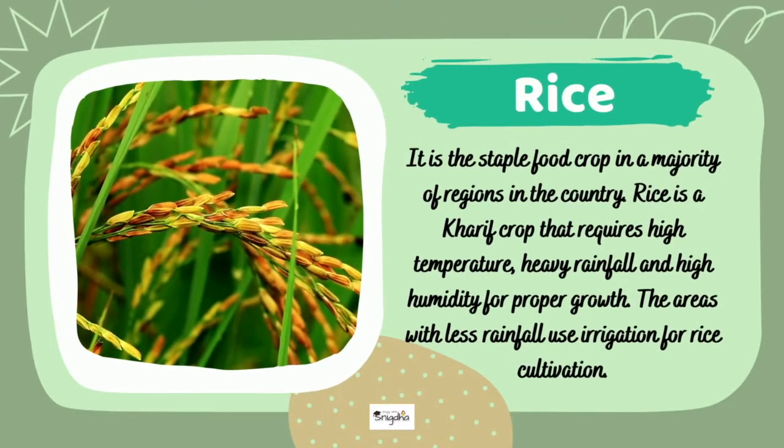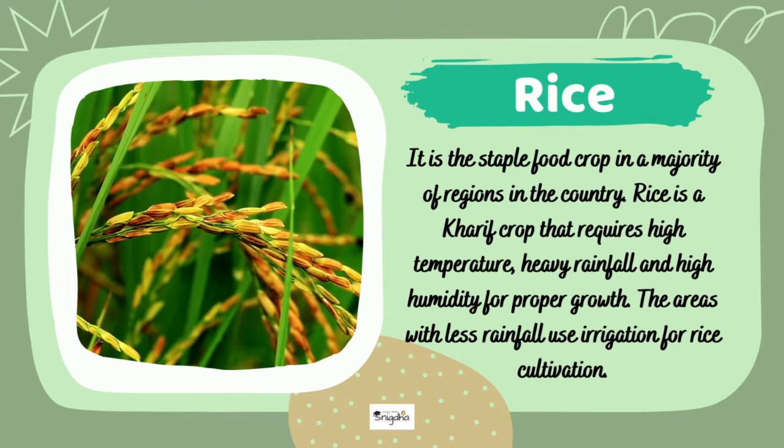rice. Rice is the staple food crop in a majority of regions in the country. Rice is a Kharif crop that requires high temperature, heavy rainfall, and high humidity for proper growth. The areas with less rainfall use irrigation for rice cultivation.